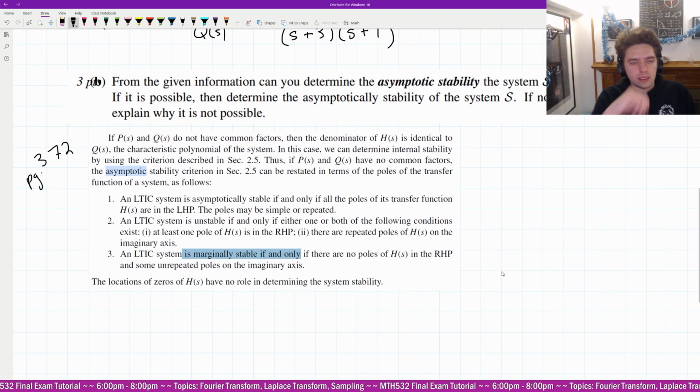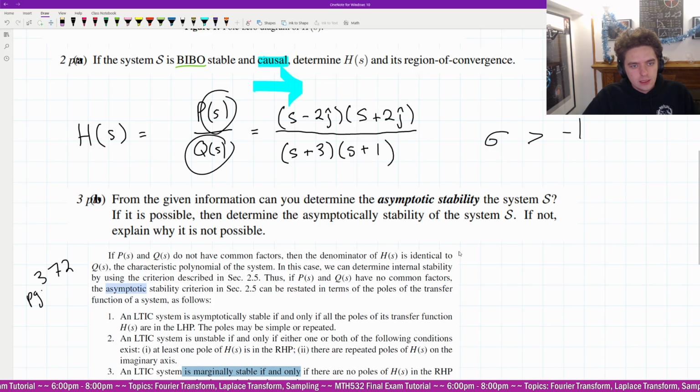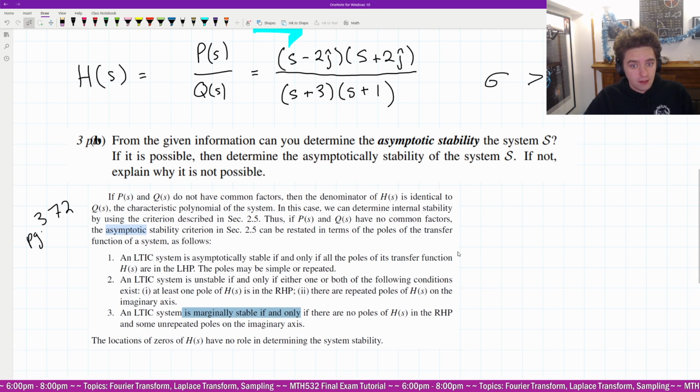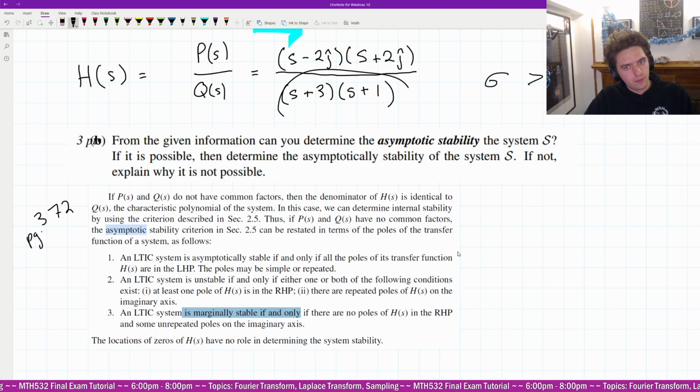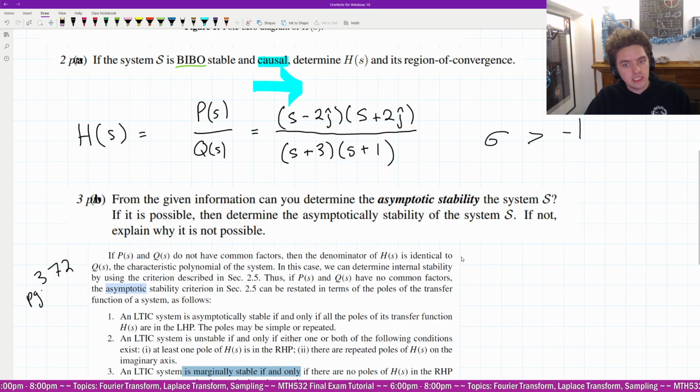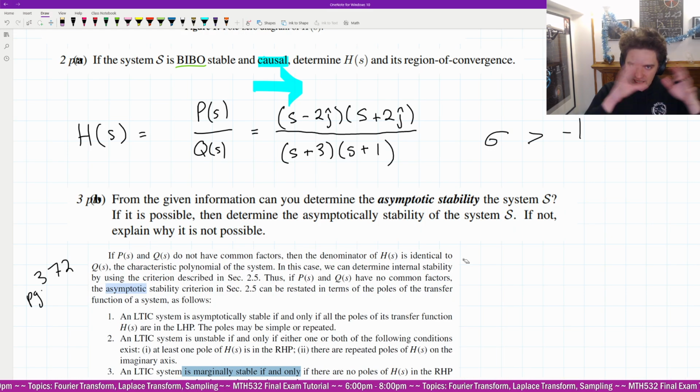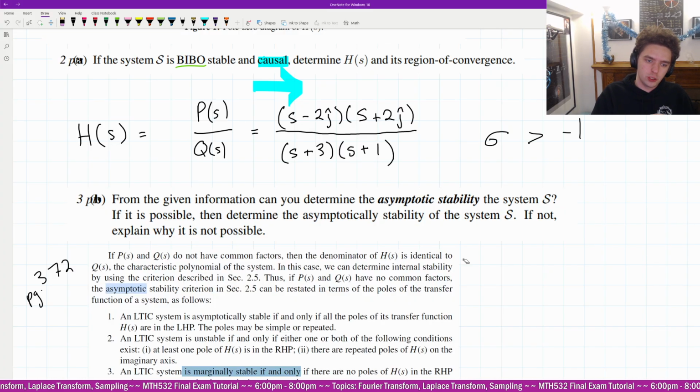So remember, like I said, it's P of S over Q of S. If P and Q do not have common factors, then the denominator of H of S is identical to Q of S, which is the characteristic polynomial of the system. Because of that fact, we can treat the poles just like we treated the solutions to the differential equation, the characteristic values of the differential equation, when we did chapter 2.